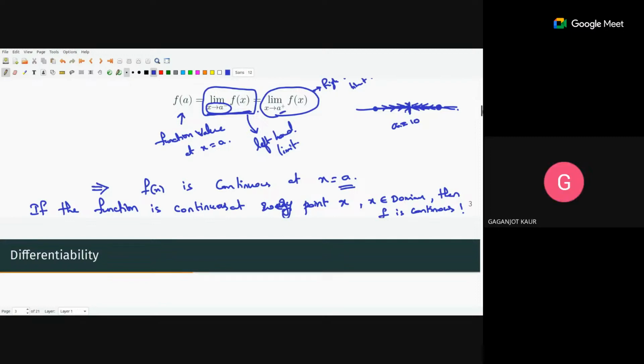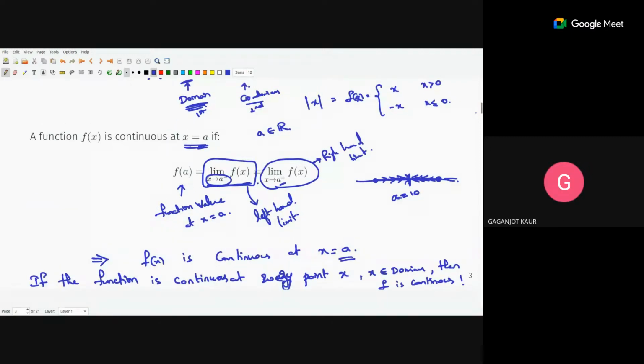When the left hand limit is not equal to the right hand limit, or if any one of these conditions fails, the function is not continuous. So when I said every point, even if at a single point the function value is not equal to the left hand limit, or maybe the function value is not equal to the right hand limit, or maybe the left hand limit and right hand limit are equal but not equal to the function value.